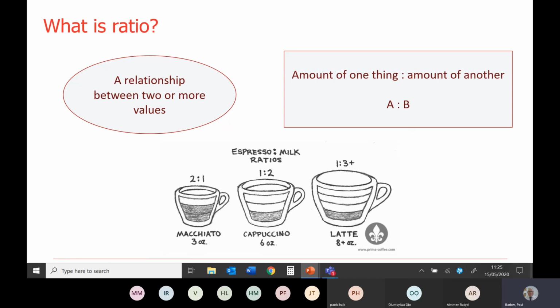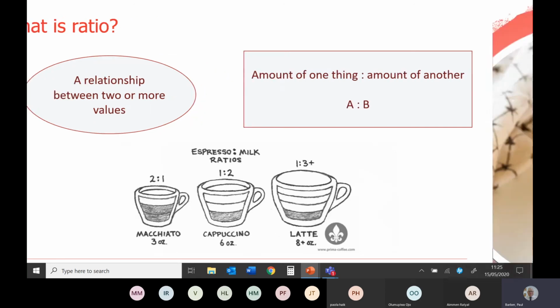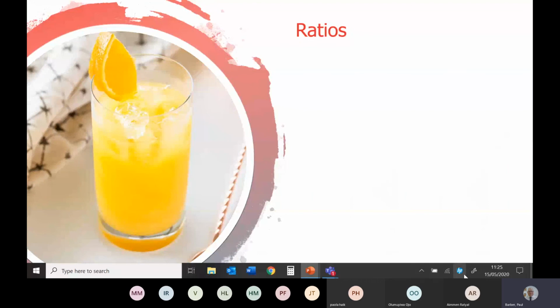So A colon B. And what it means is A compared to B, or A in comparison to or related to B. So once again, what I'll do is I'll talk through some examples here. There's about 2 or 3 elements of ratio that you need to know, but hopefully by talking through examples, I'll simplify them down. So the first thing we'll look at is making a glass of orange squash, orange juice.